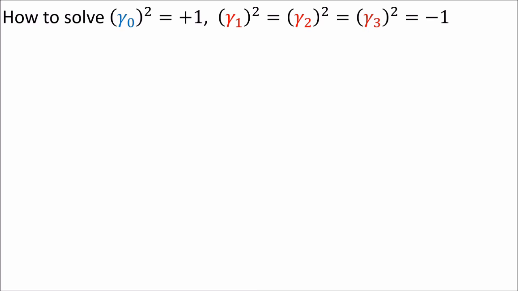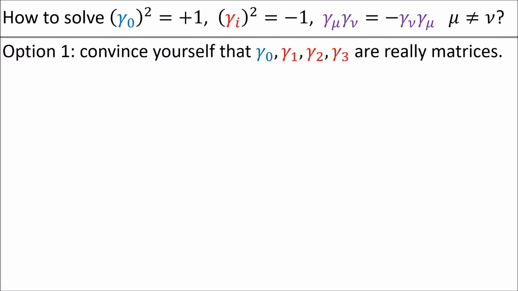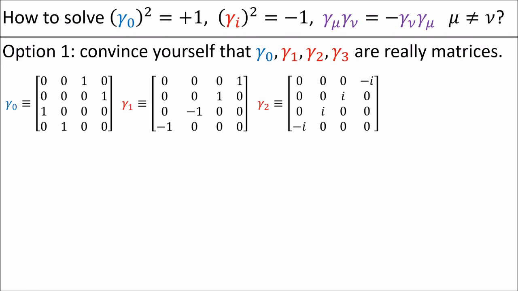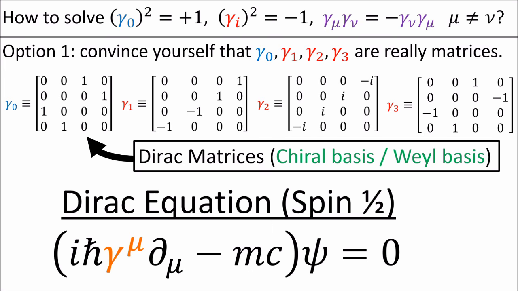Here is one final example with 4 symbols: gamma 0, gamma 1, gamma 2, and gamma 3. Gamma 0 squares to +1, and the other 3 gammas square to -1, and all the gammas anti-commute with each other. Treating this as a matrix problem, we can get these matrices, which are called the Dirac matrices or gamma matrices. These will pop up if you've ever studied the Dirac equation for particle physics or quantum field theory.